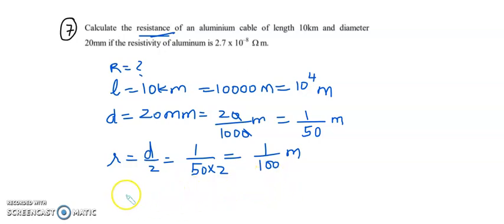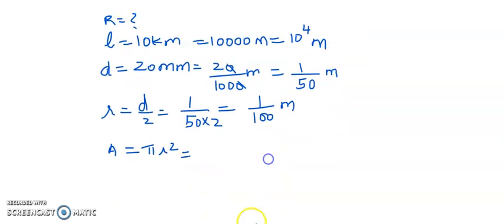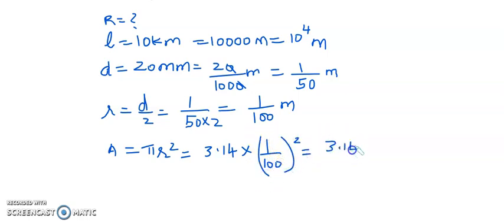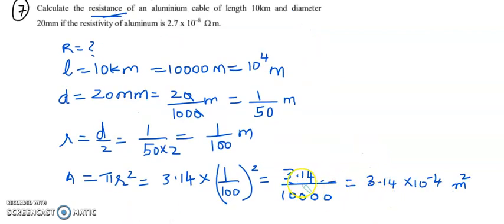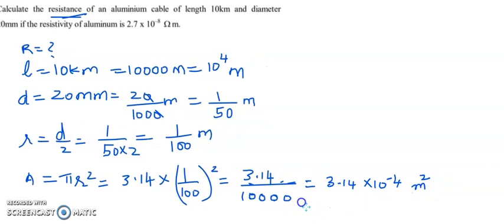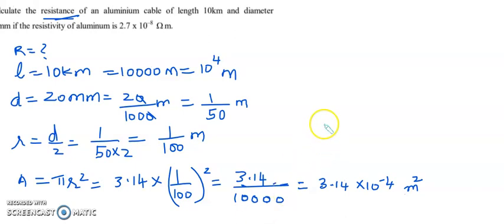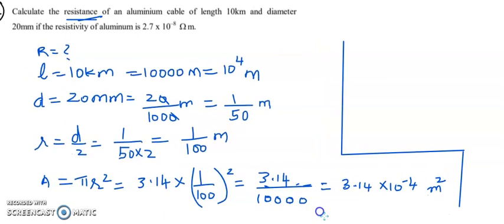Now we have to find the area of cross section, which is pi r square, right? I'm just helping you out to find the values. So it will be 3.14 multiplied by 1 by 100 the whole square, which is 3.14 divided by 10,000. So we are getting the area as 3.14 divided by 10,000, which I have shifted as 3.14 multiplied by 10 raised to minus 4. Now I am going to find the resistance, because the resistivity is given as 2.7 into 10 raised to minus 8.